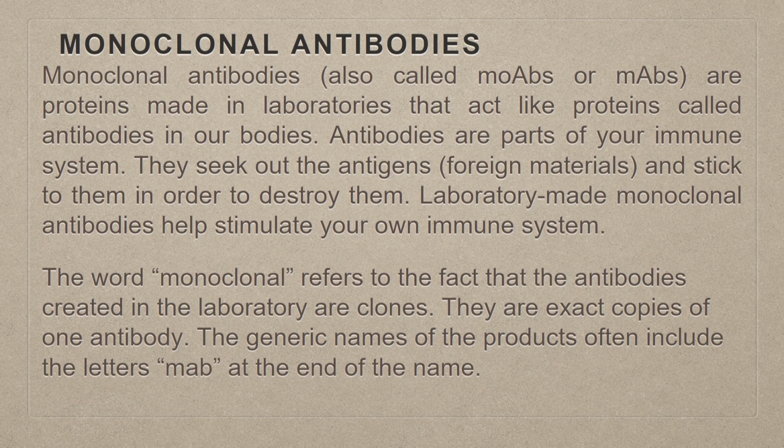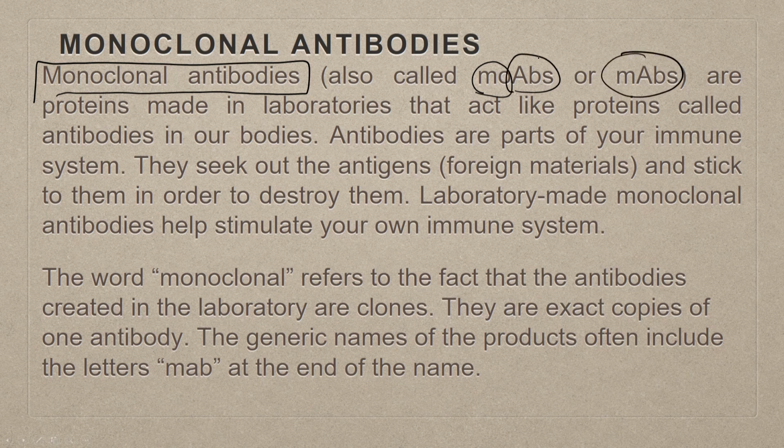Now, what are monoclonal antibodies? Next thing. So, in terms of definition, we talk about what are monoclonal antibodies, also called monoclonals, and ABS is the antibodies, or MABs in short. These are the short forms, are proteins made in laboratories that act like proteins called antibodies in our bodies. Antibodies are part of your immune system, as I mentioned earlier. They seek out the antigens or the foreign materials and stick to them in order to destroy them.